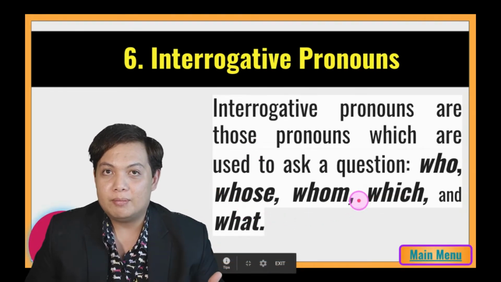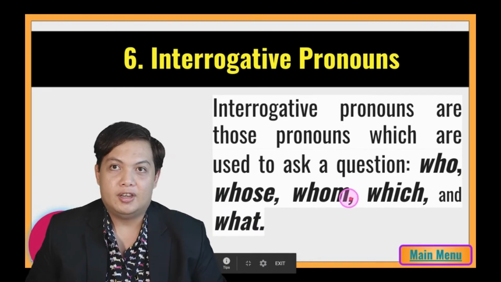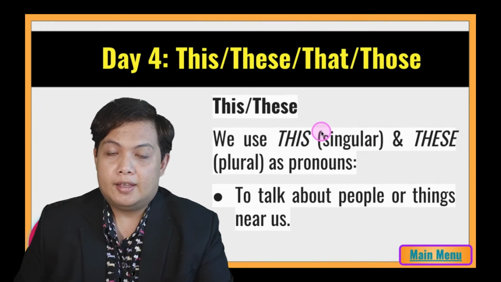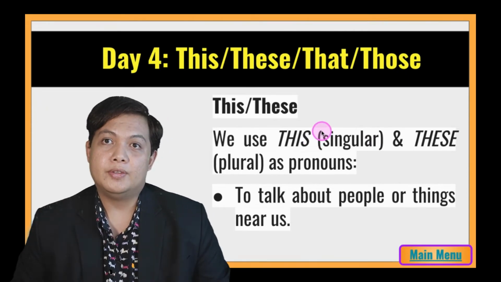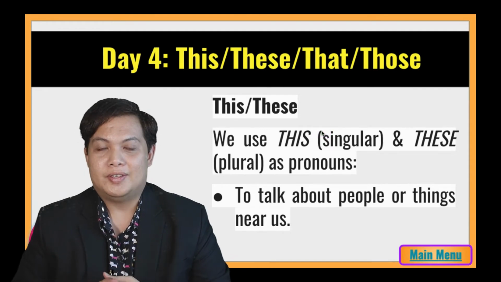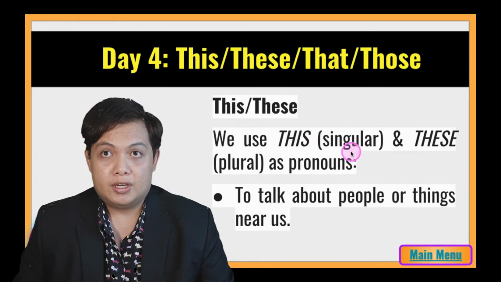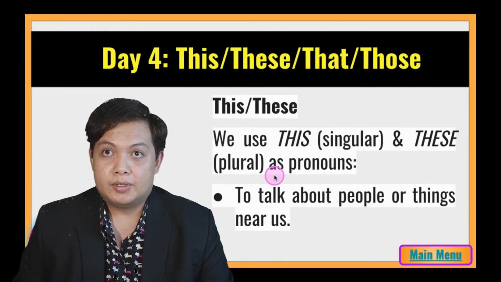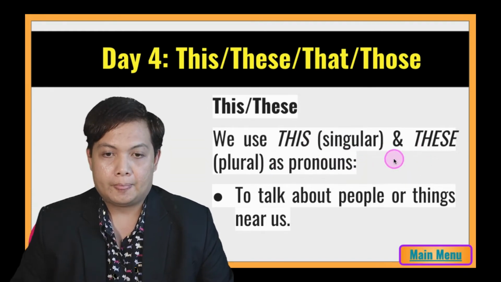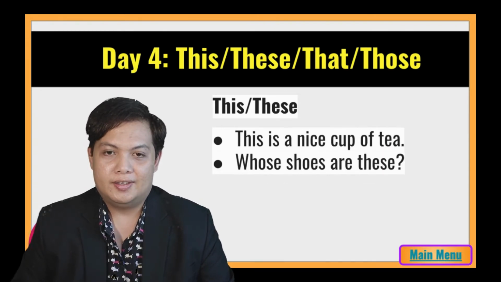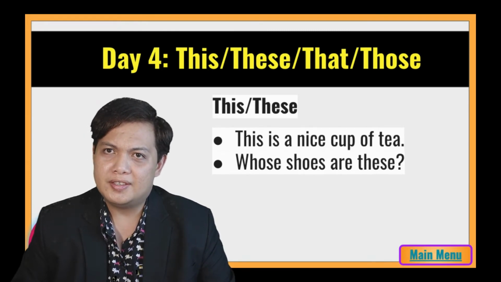Okay, I will give you more examples about this so that you have more knowledge about it. Alright, so as I said earlier, this and these and that and those could be pronouns and could be adjectives. So let's talk more about them. This and these, singular and plural, as pronouns: we use them to talk about people or things that are near us. This is a nice cup of tea. Whose shoes are these?